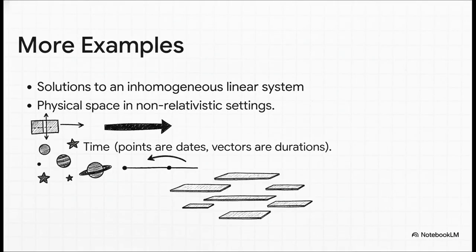And the concept is incredibly broad. For example, if you look at the set of solutions to a linear system like Tx equals b, the kind that often describes a line or plane that doesn't pass through the origin, that solution set forms an affine space. Physical space itself, before we go and draw any axes on it, is fundamentally affine. You can even think about time this way. Specific dates, like July 4th, 1776, are points. And durations, like 3 days, are the vectors that move you from one date to another.